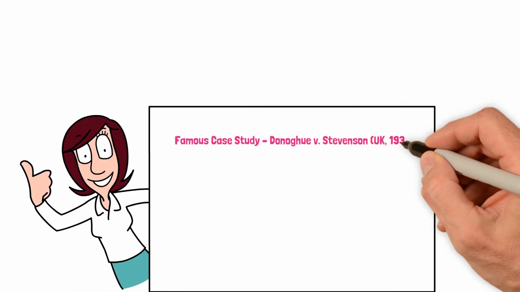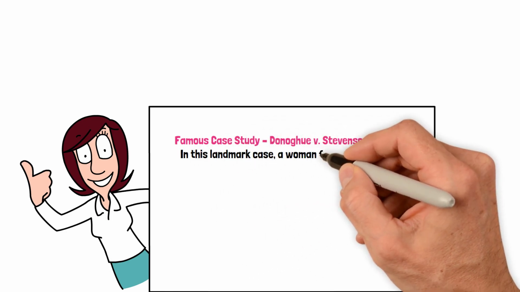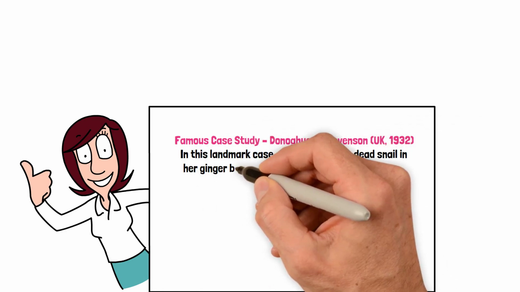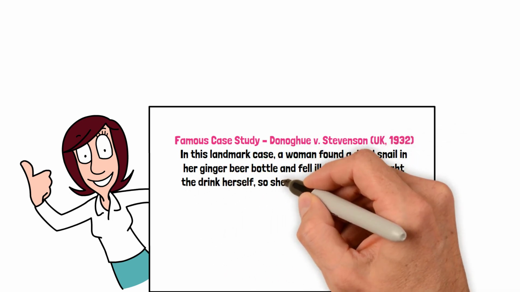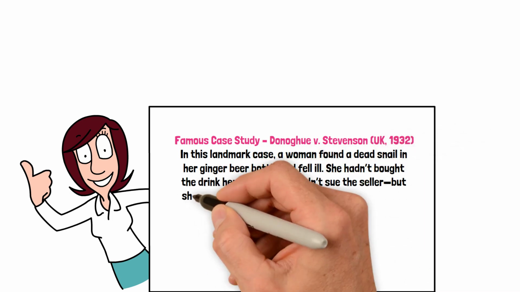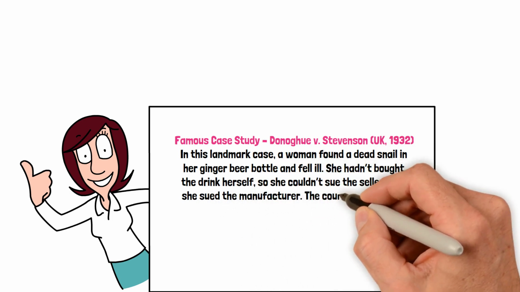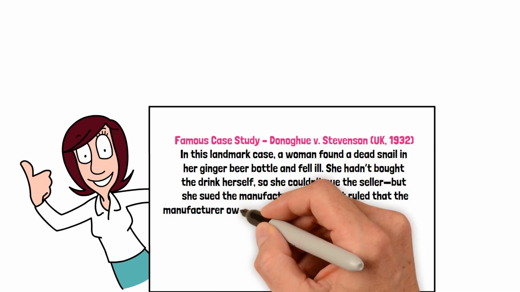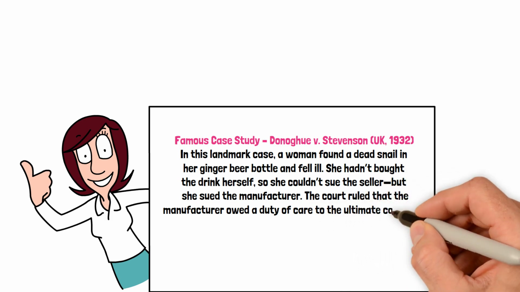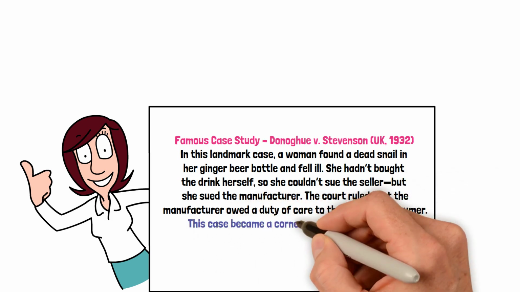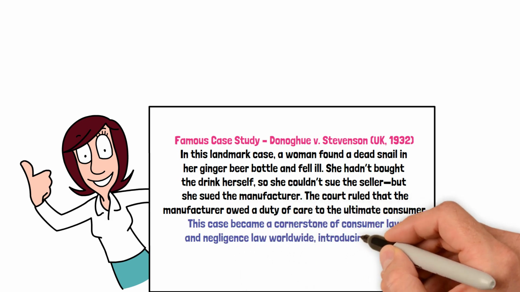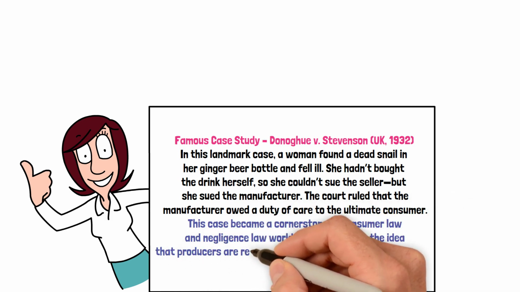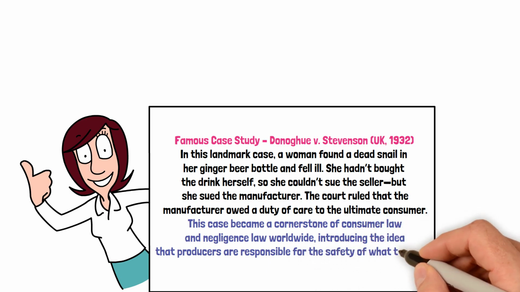Famous case study, Donoghue v. Stevenson. In this landmark case, a woman found a dead snail in her ginger beer bottle and fell ill. She hadn't bought the drink herself, so she couldn't sue the seller, but she sued the manufacturer. The court ruled that the manufacturer owed a duty of care to the ultimate consumer. This case became a cornerstone of consumer law and negligence law worldwide, introducing the idea that producers are responsible for the safety of what they sell.